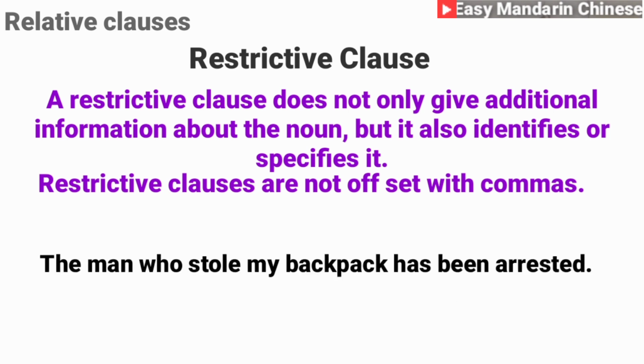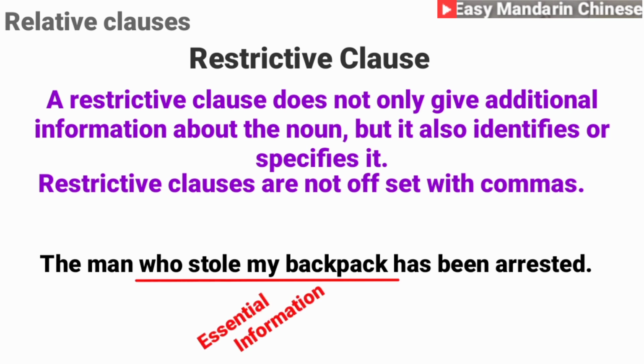The man who stole my backpack has been arrested. The relative clause who stole my backpack is restrictive. It's essential information. It specifies the man. Without this information, we would not know which man exactly we're talking about.